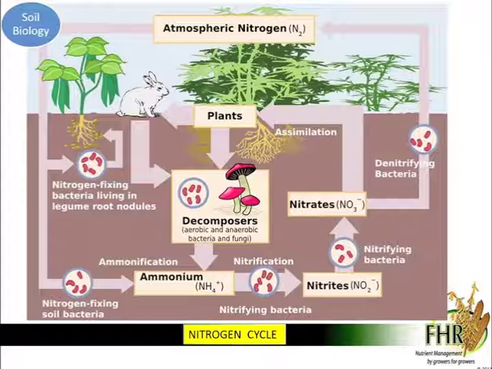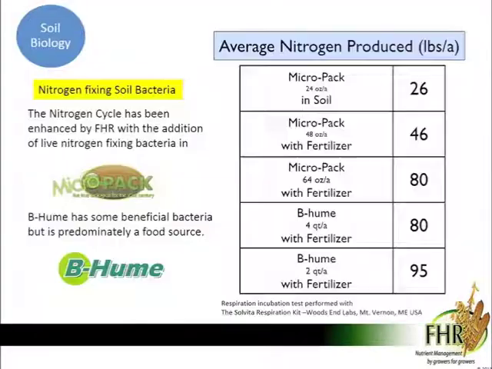Free-living soil bacteria convert nitrogen in the air to ammonia, NH4. This is called ammonification. Another group of free-living microbes take the ammonia and convert it to nitrite, NO2, which is a poison. Then the other set of microbes convert NO2 to a plant-usable nitrate, or NO3. That is how nature provides nitrogen for growth and protein building blocks. So what it comes down to, this is also what FHR has borrowed from nature and incorporates into our Micropack and our other biological products.